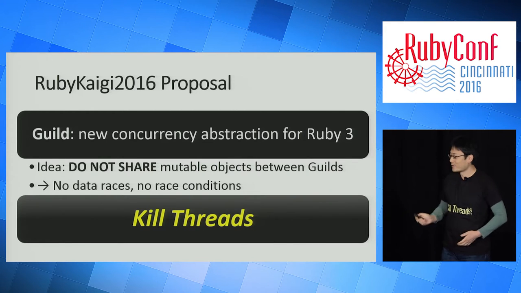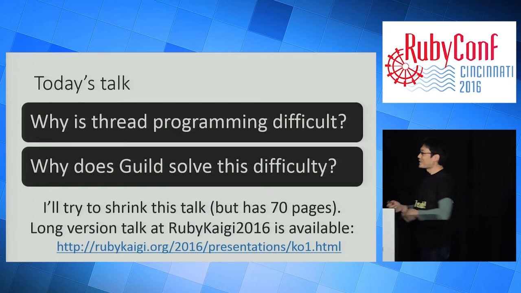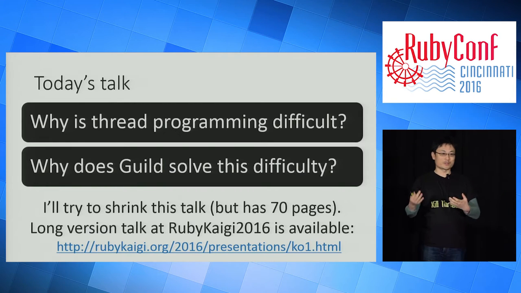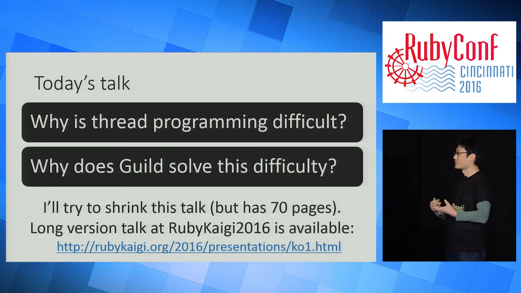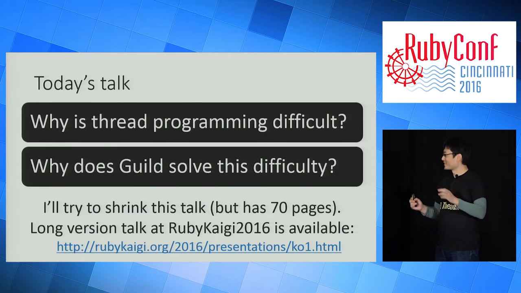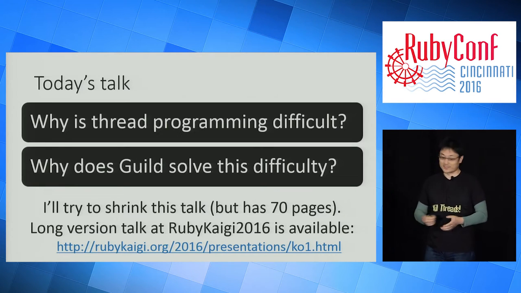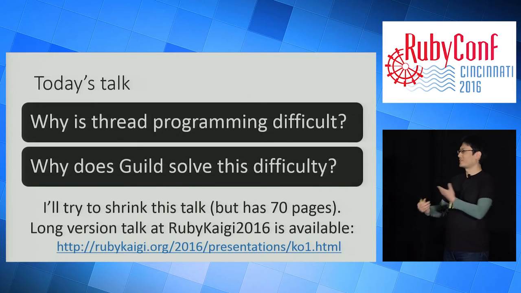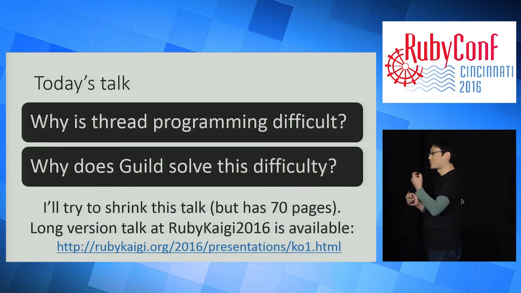Okay, so today I want to talk about why thread programming is difficult, and how to solve these difficulties with Guilds. I tried to talk in 30 minutes, but there are 70 pages. I'm not sure I can do that, but if you want to see the long version of this talk, please check the RubyKaigi talk.